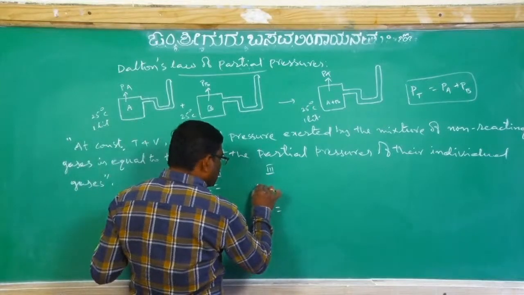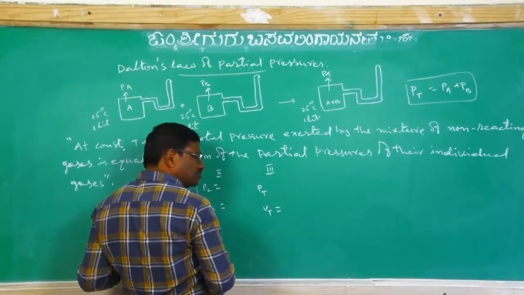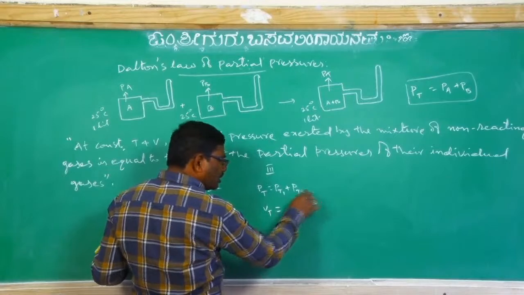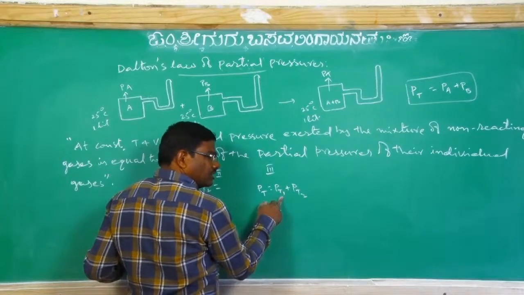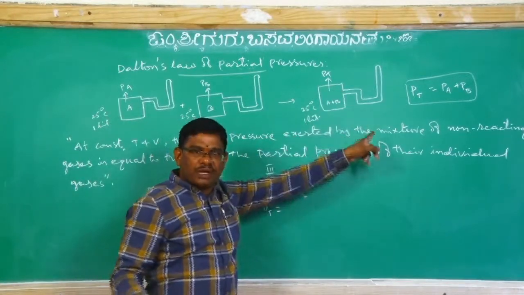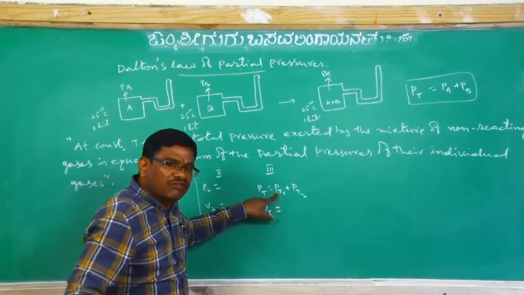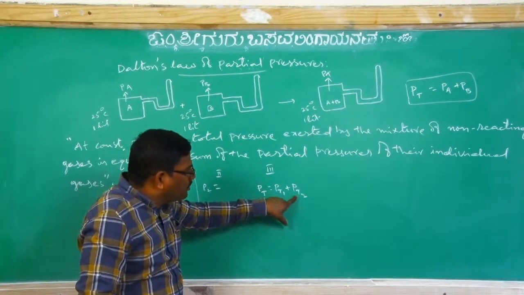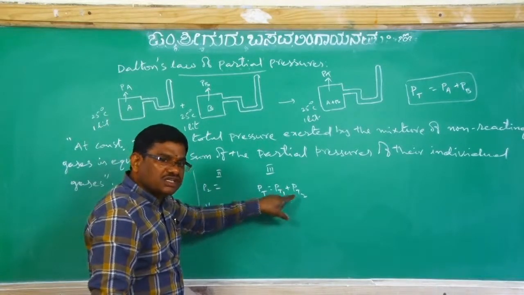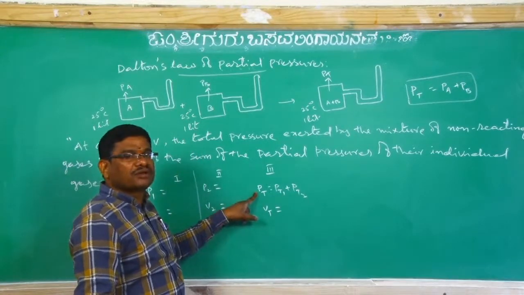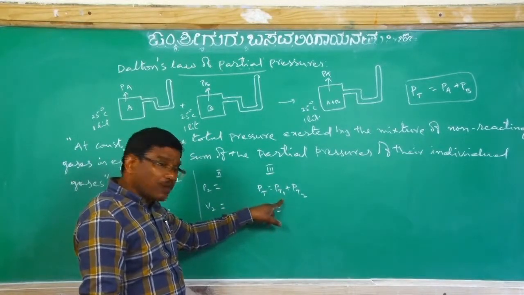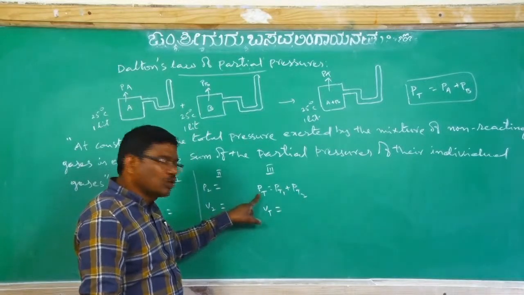At that time, the total pressure exerted is definitely PT. What is PT here? PT1 plus PT2. Correct? PT1 is the partial pressure of the first gas in its mixture. In the total mixture, the partial pressure of the first gas is PT1, and of the second gas is PT2. So the sum of the partial pressures of the first and second gases is equal to the total pressure.